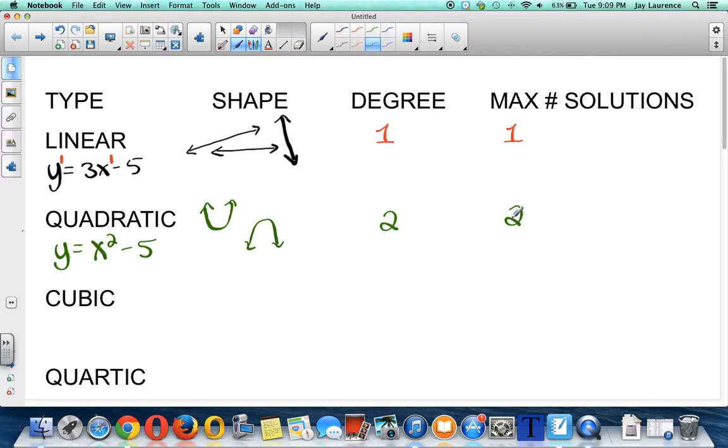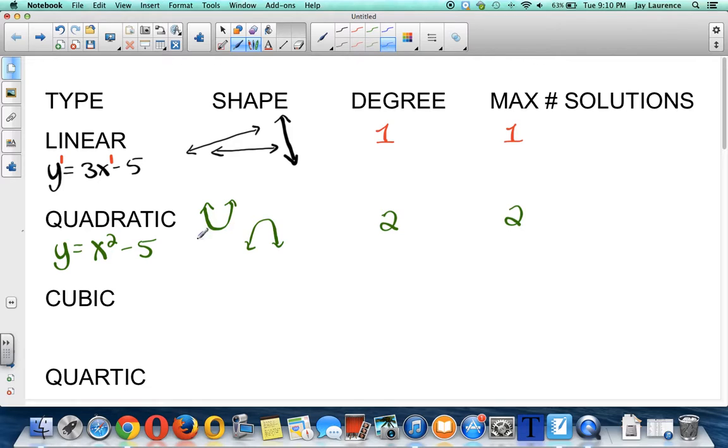I'm trying to think of a quadratic that would have all real numbers, and I guess it would have to be something like x squared equals x squared, right? Something like that, but that's kind of a strange situation. That doesn't really happen in a quadratic as often. It could, but the max number of solutions would be 2. Notice it matches the degree. Doesn't mean there are 2 solutions, but it can have up to 2 solutions.